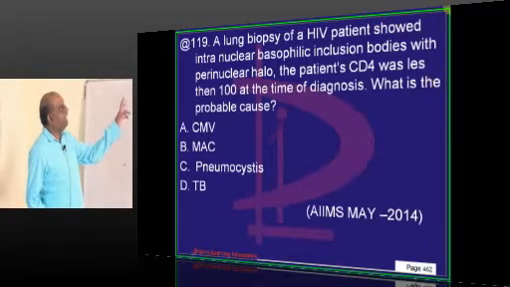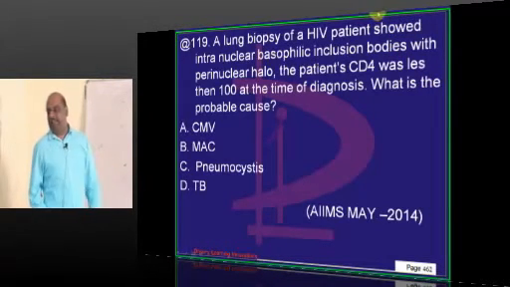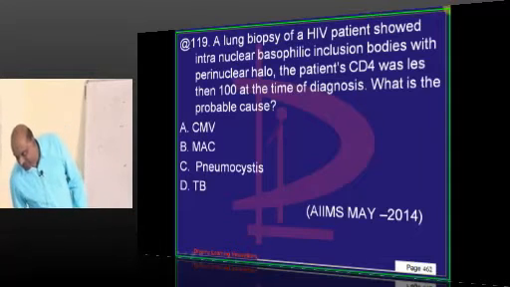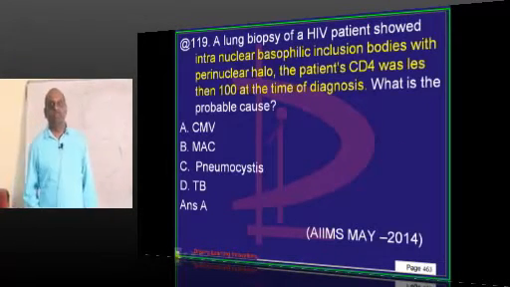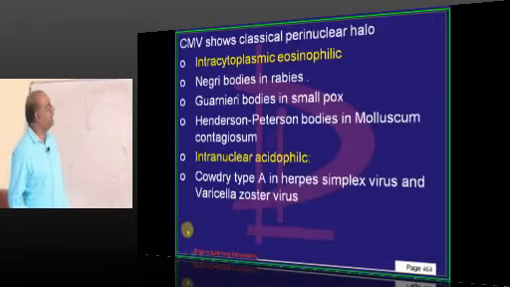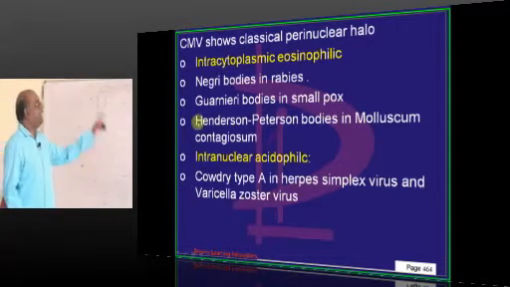Then doctor, a lung biopsy is showing intranuclear basophilic inclusion bodies. Right. So what is it most likely to be? CMV classically will lead to that. So all inclusion bodies are a favorite area, doctor.